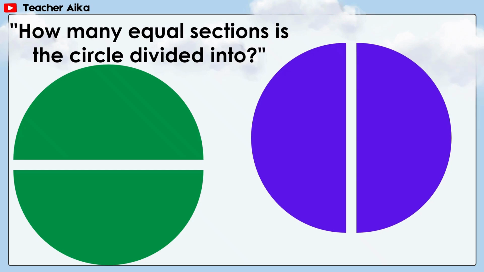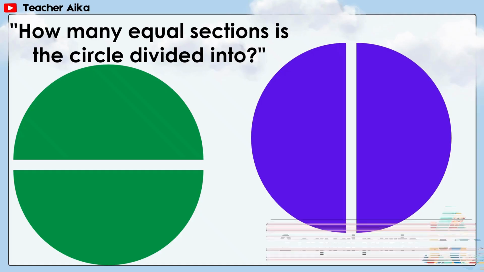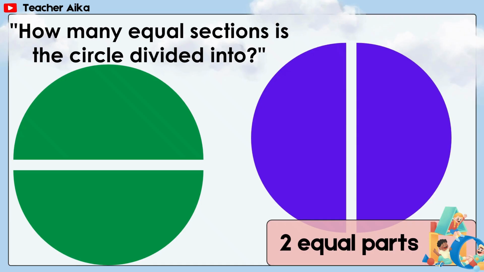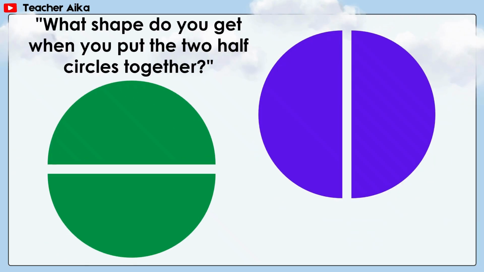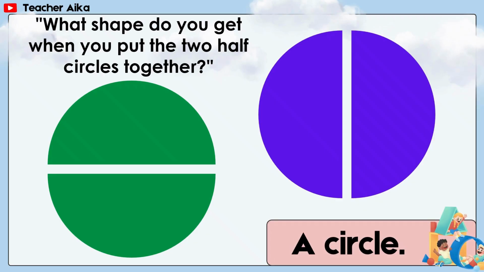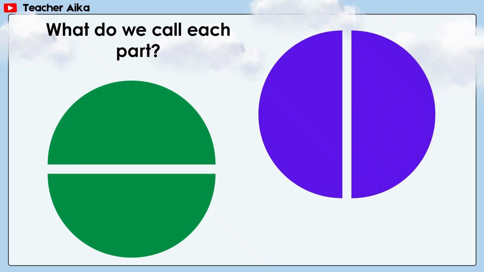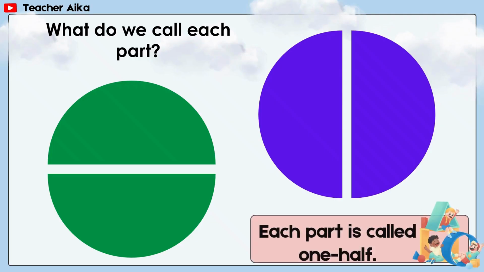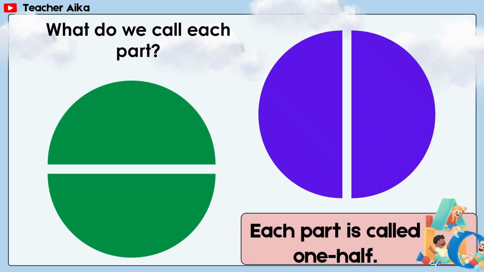Look at these pictures. How many equal sections is the circle divided into? Answer, 2 equal parts. What shape do you get when you put the two half circles together? Answer is a circle. What do we call each part? Answer is, each part is called 1/2.